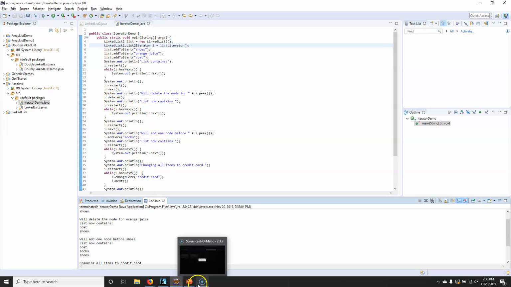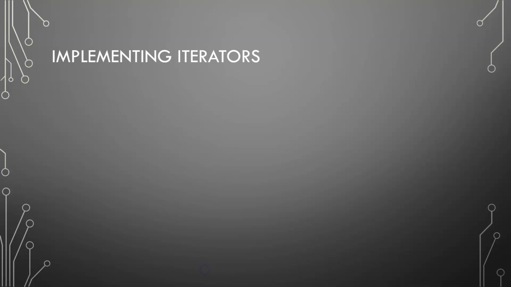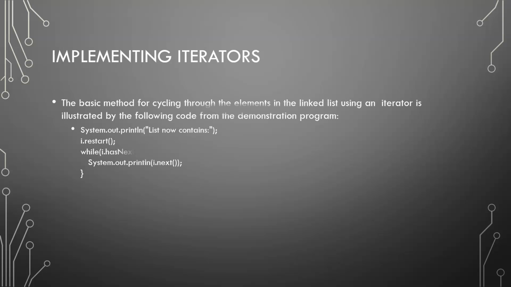And we're going to look at some of these methods, particularly with the concepts of addition and deletion of nodes, which before, when we talked about nodes, we've really only dealt with removing the head node. So now we're going to be able to deal with some of those other nodes. As we look at these iterators, the basic method for cycling through all the elements in a linked list using an iterator is illustrated by the following code from the demo program. System.out.println list now contains, i.restart, while i.hasNext, System.out.println i.next. The iterator is named i in this code.